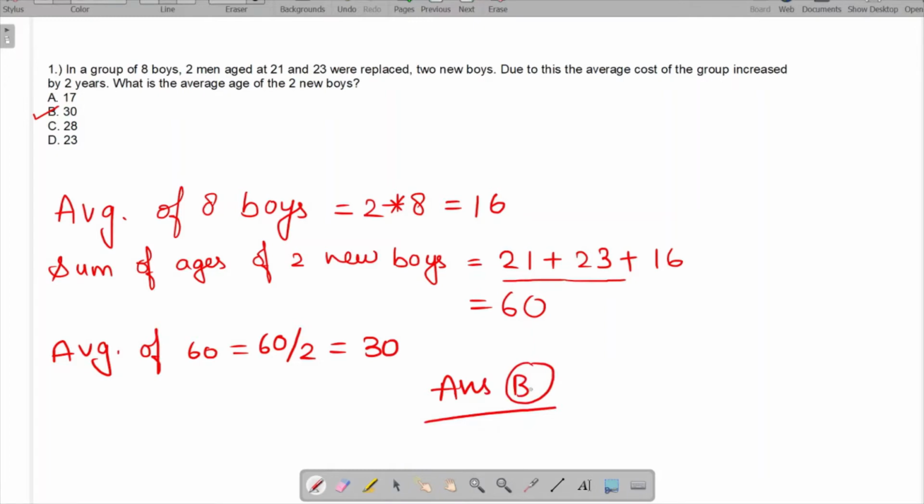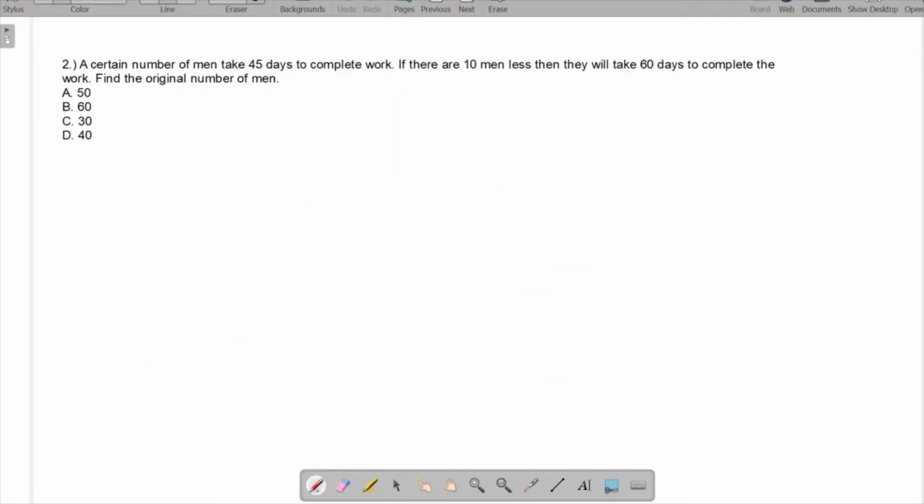So let's now move on to the next question. A certain number of men take 45 days to complete a work. If there are 10 men less, then they will take 60 days to complete the work. Find the original number of men.